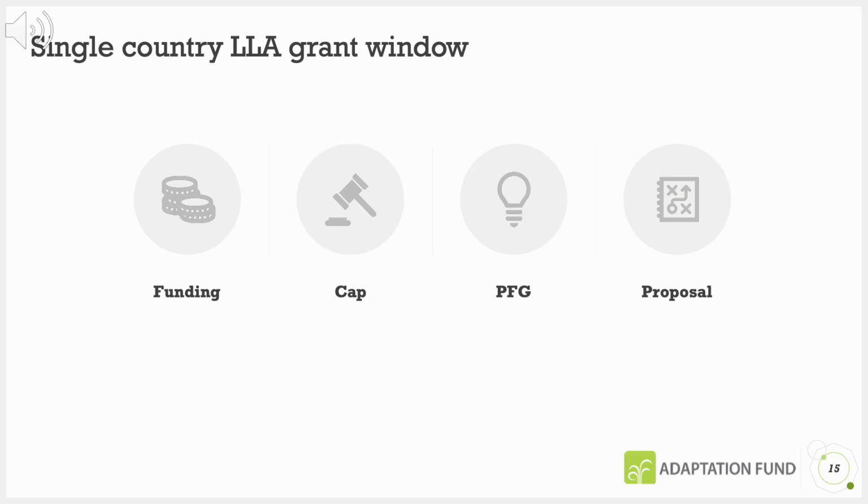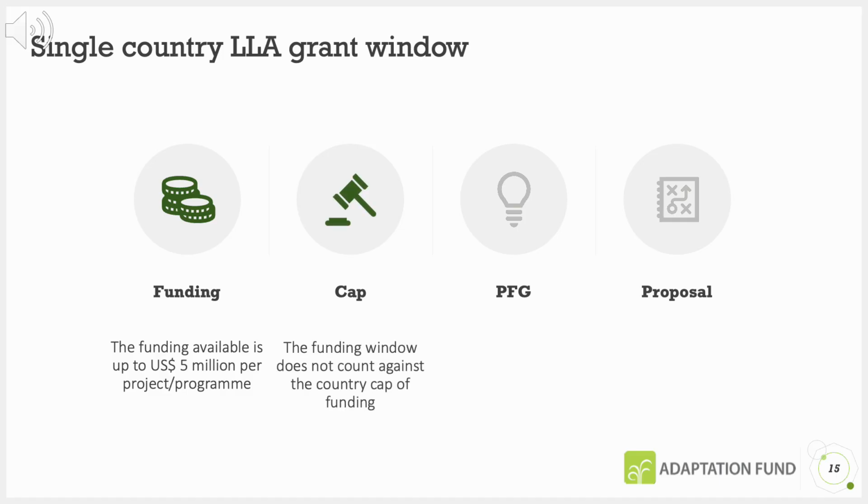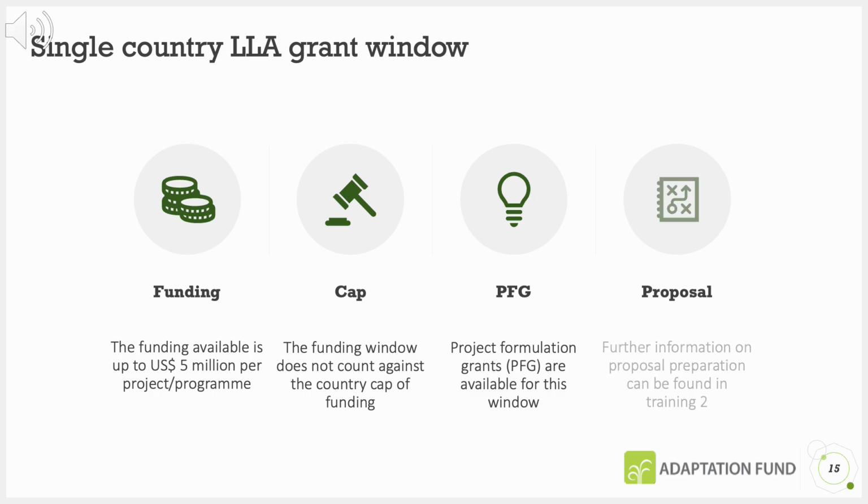In the single country LLA grant window, the funding available is up to $5 million per project or program. The funding window does not count against the country cap of funding. Project formulation grants, PFGs, are available for this window. Further information on proposal preparation can be found in Training 2, LLA Project Proposal Preparation.